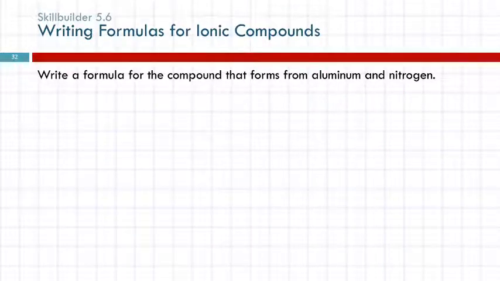Let's do another example. Write the formula for the compound that forms from aluminum and nitrogen. Well, the symbol for aluminum is Al. That's the metal. That's the element Al. What group is Al in? Al's in group 3A. That tells us what the charge is.